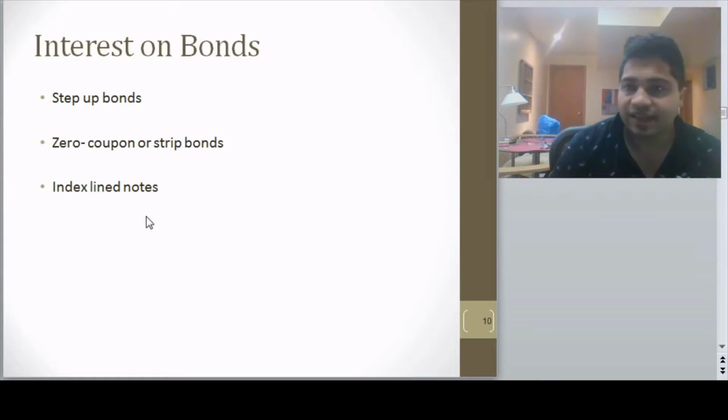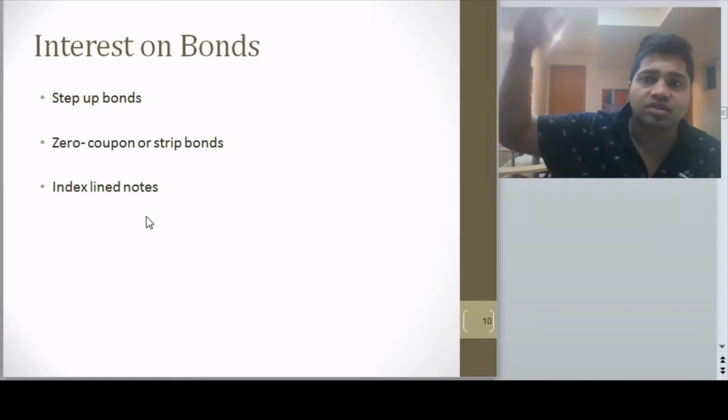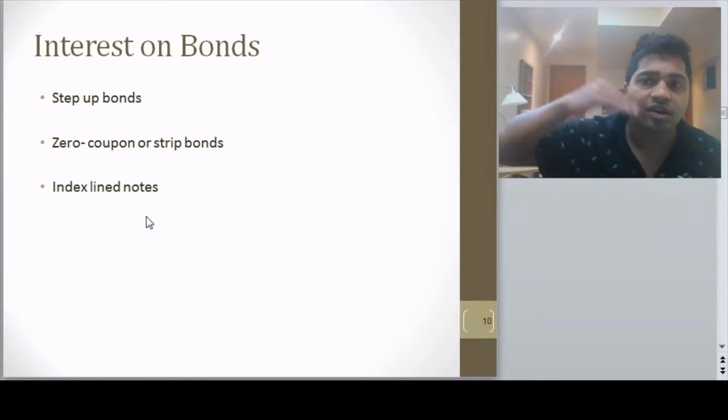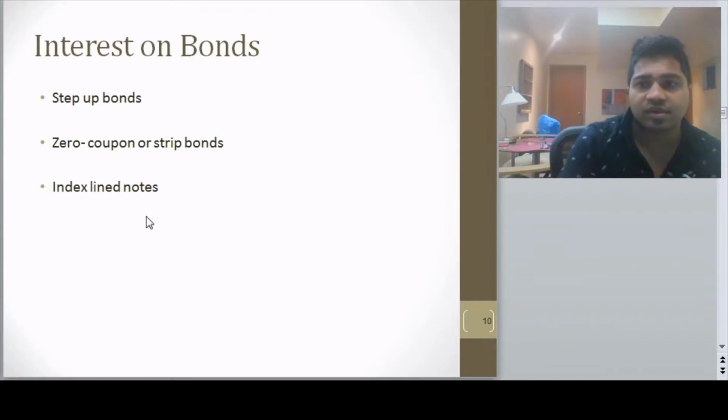Then there is the index-linked note. An index-linked note means there is some part that is guaranteed: some interest rate that is guaranteed, which is generally very low, and you participate in the stock market returns. Your money is invested in an index fund, and as the stock index goes up and down, your return is variable.